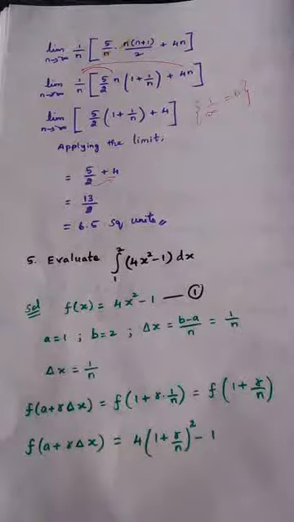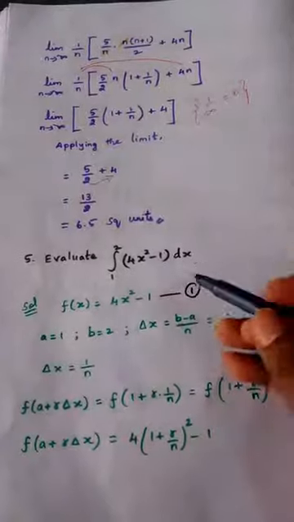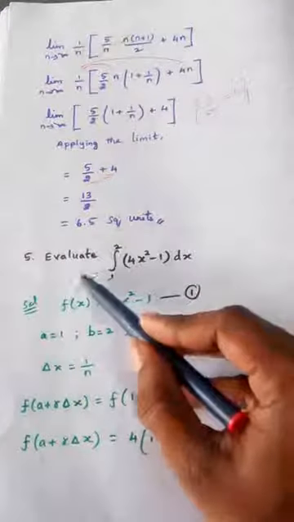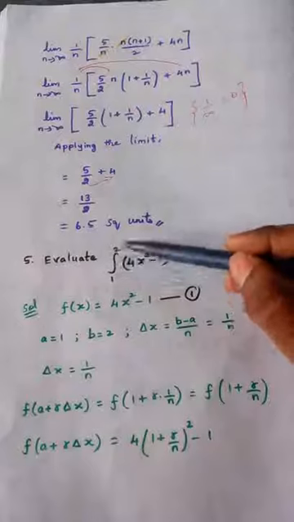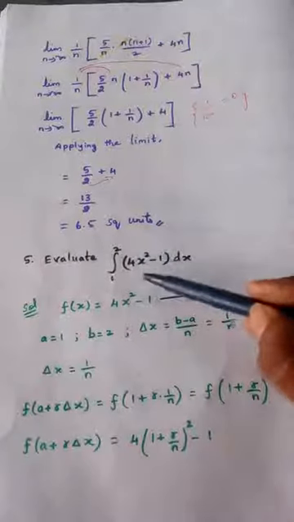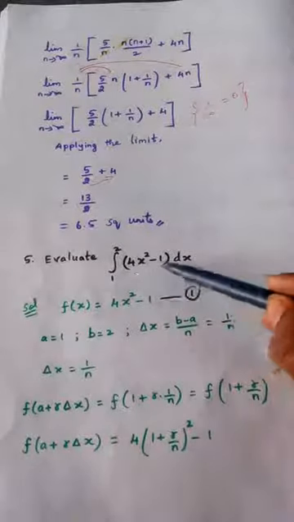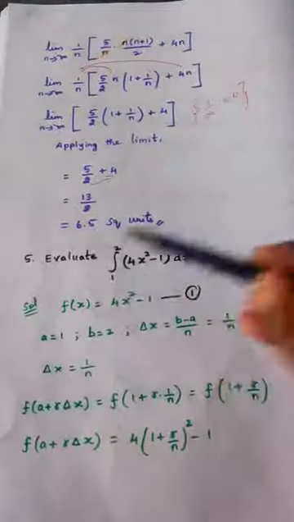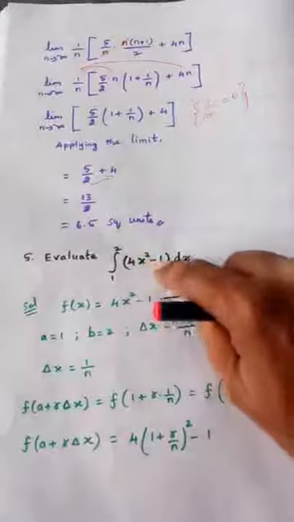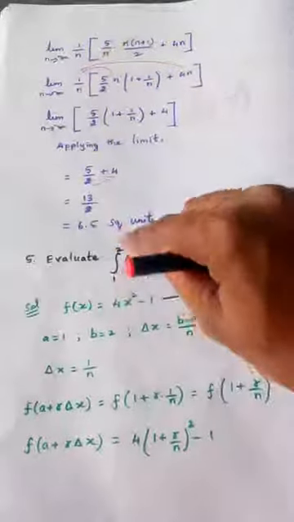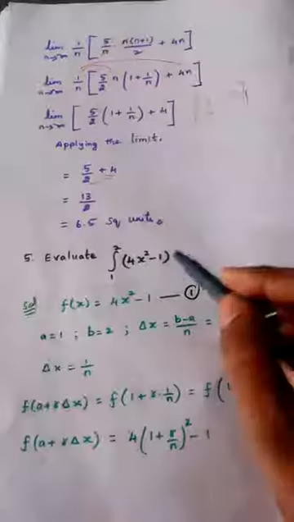Now we will see the same model problem. Question number 5. Evaluate the integral from 1 to 2. This is the limit. This is the function, which represents a curve. Actually what we are finding here is the area of this curve under the limit 1 to 2. That is the meaning. So how to start?